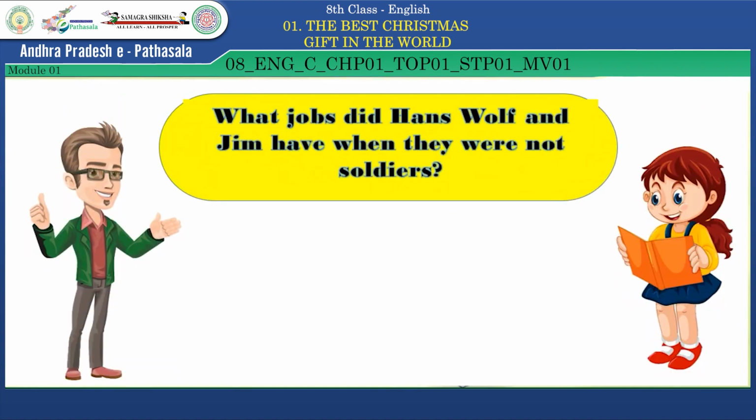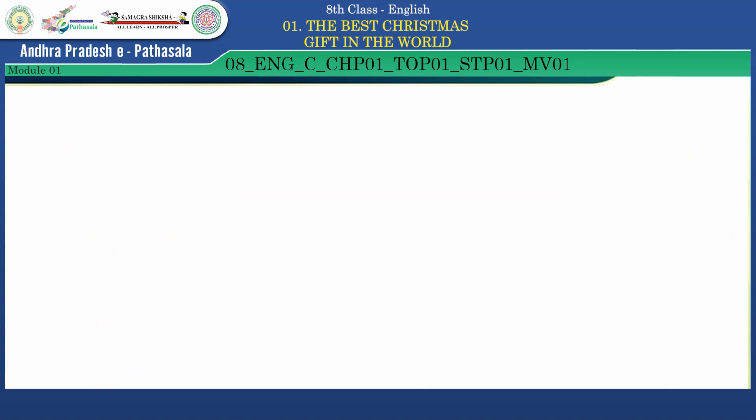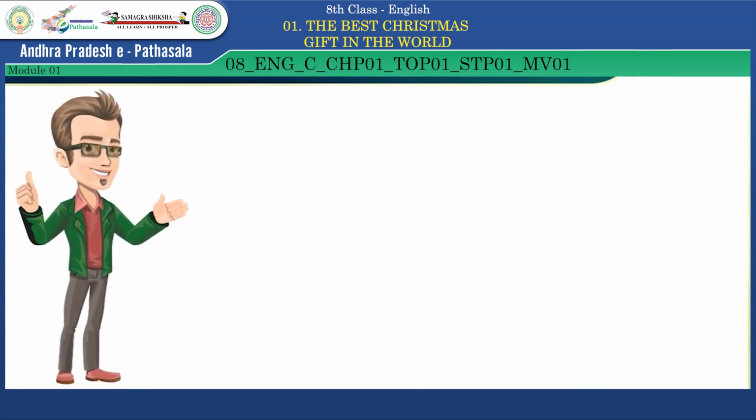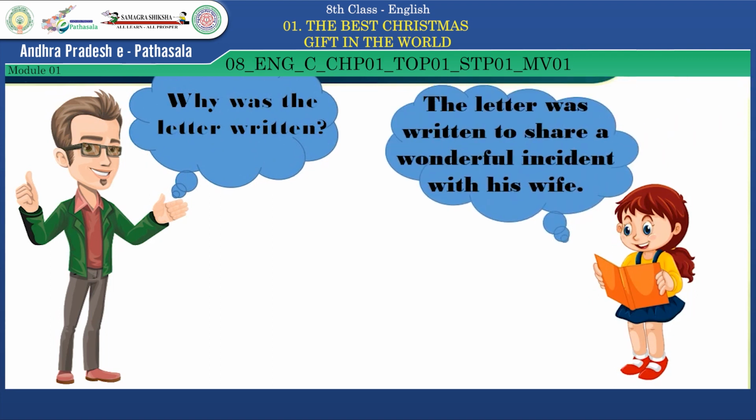What job did Hans Wolf and Jim have when they were not soldiers? Hans Wolf played the cello in the orchestra and Jim was a teacher in Dorset when they were not soldiers. Coming to the next question. Why was the letter written? The letter was written to share a wonderful incident with his wife.